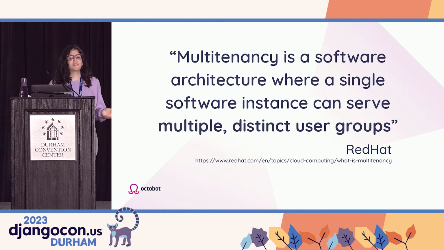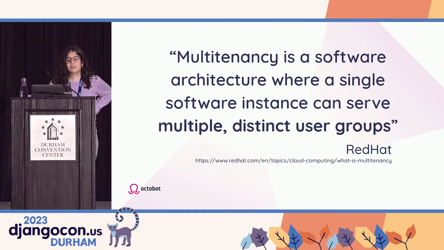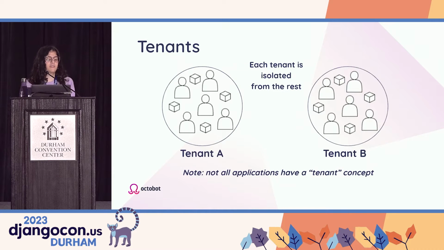If you look up multi-tenancy, there are like a billion definitions out there. This is just one that I liked, so I put it on the slide. It's from Red Hat. It reads, multi-tenancy is a software architecture where a single software instance can serve multiple distinct user groups. So the key part here is the multiple distinct user groups, and these user groups are called tenants. So we have many tenants, and these are the user groups and the resources. And the key point is that each tenant is isolated from the rest.